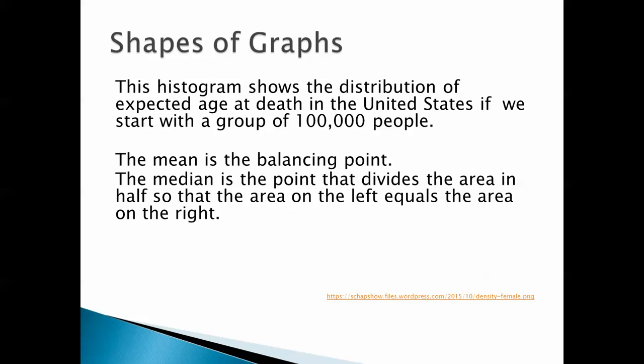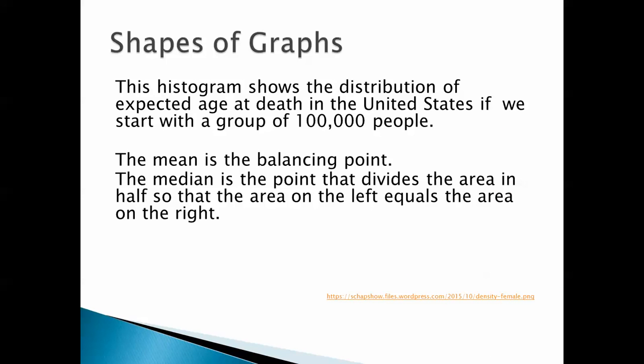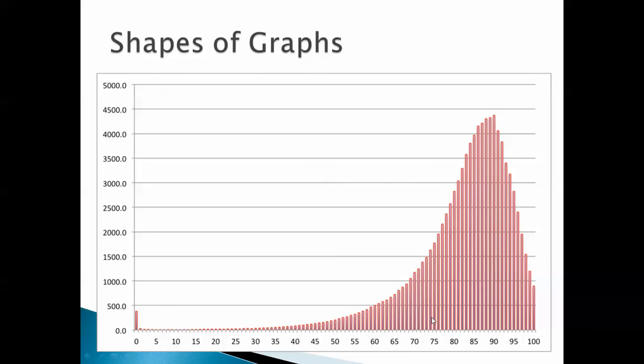Okay, this histogram, for example, shows the distribution of the expected age at death in the United States. If we start with a group of 100,000 people, the mean is the balancing point, and the median is the point that divides the area in half, so that the area on the left equals the area on the right. So again, the median is about over here. So here's the mode, that's the peak.